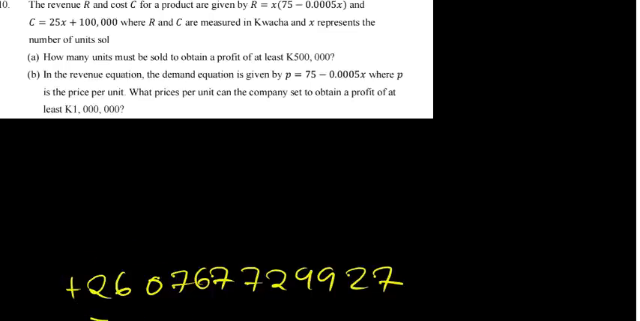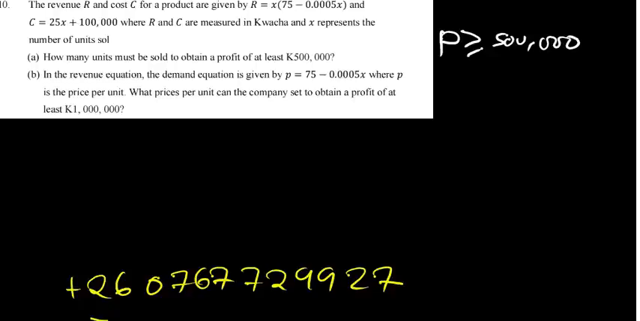So the question is saying, how many units must be sold to obtain a profit of at least 500,000? Meaning the profit which we have to obtain is supposed to be greater than or equal to 500,000. Then everything is going to be okay. So how many units are going to be sold for us to obtain this profit?